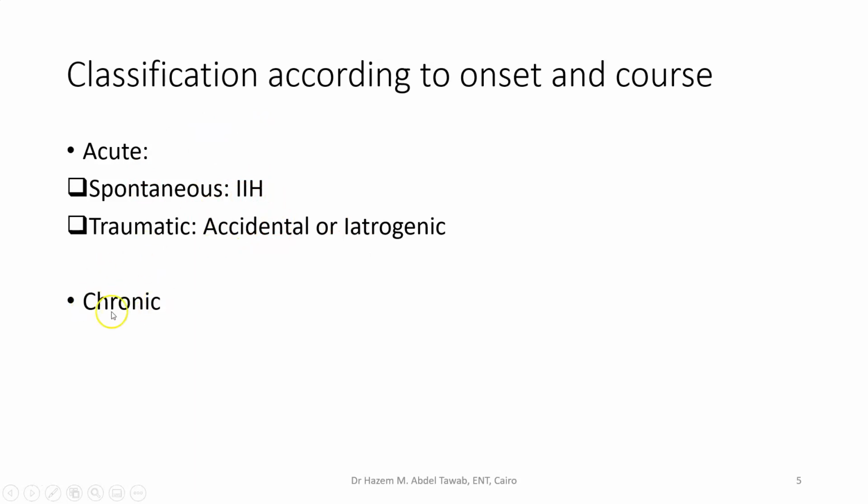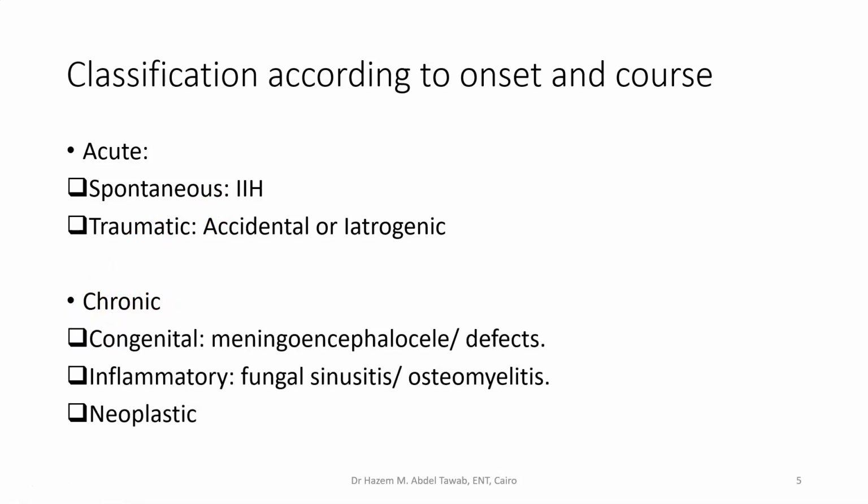What about the chronic? The chronic means that it goes on for a long duration, and this could be either congenital, like a meningoencephalocele, like congenital defects. It can also be inflammatory, like fungal sinusitis, like osteomyelitis, or other inflammatory conditions, and neoplastic lesions or masses, which can erode the places that we have mentioned before, leading to the CSF leak into the nasal cavity.